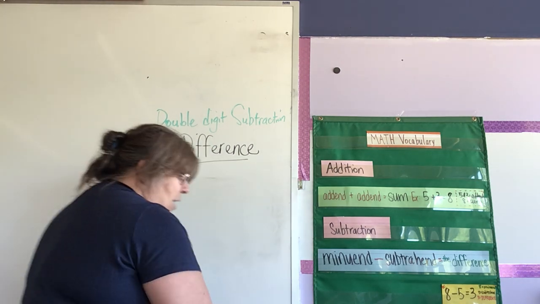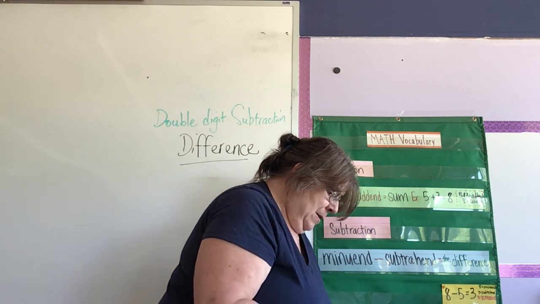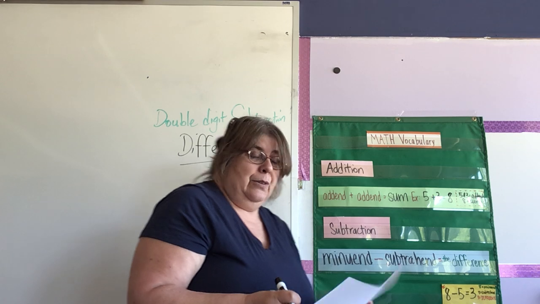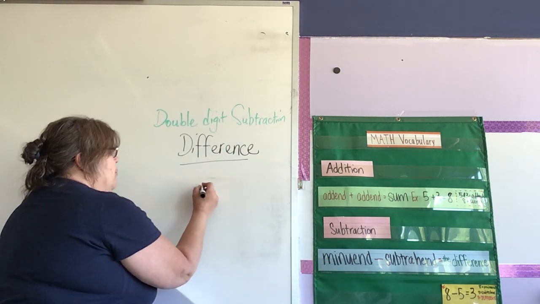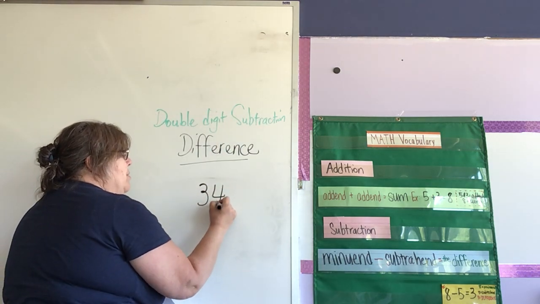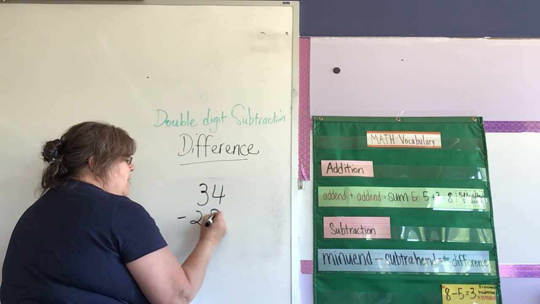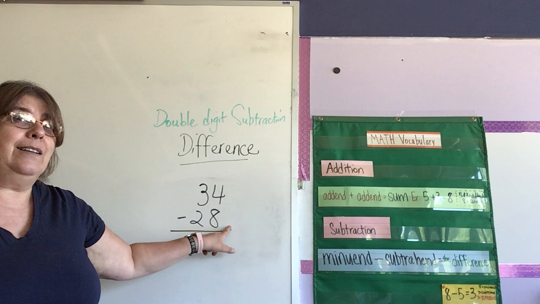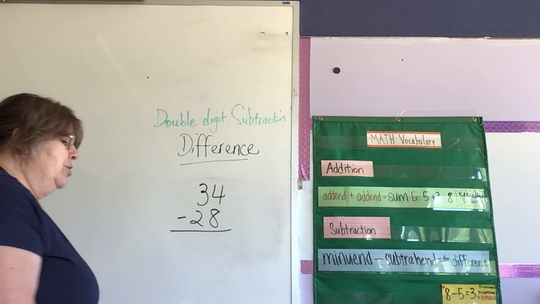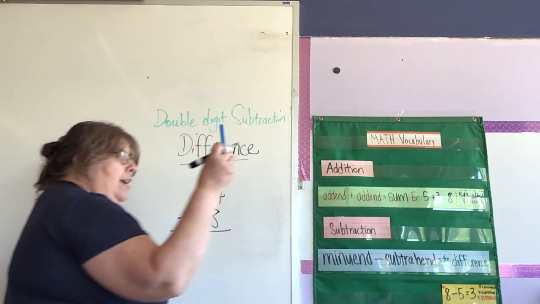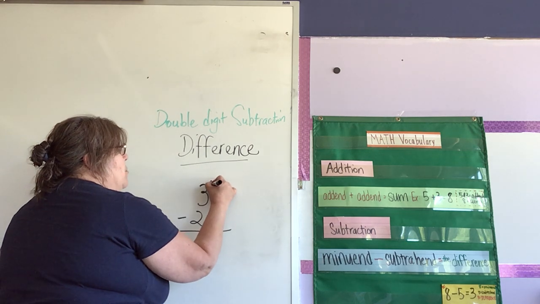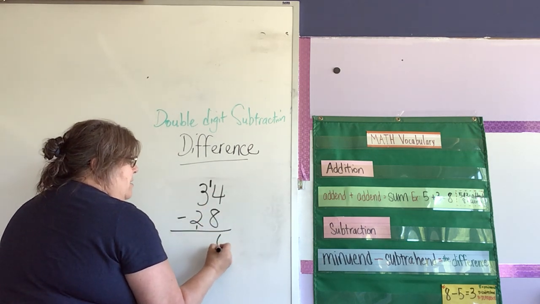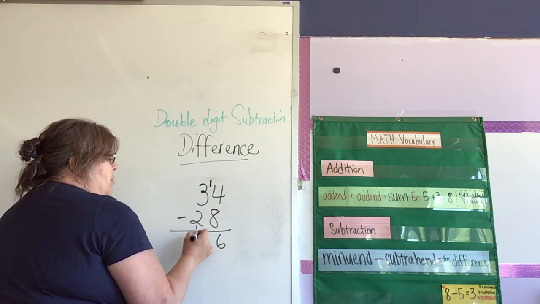All right, are you ready to try some on your own? I've got some problems out for you to try. These are your problems. The first one, 34 minus 28. This is a problem where we're going to apply the rule. If I have 4 apples, I can't give you 8 apples. So I have to add a tens rod. I'm adding 1 ten, I'm putting in 1 there. 14 minus 8 is 6, and 3 from 3 is 0.